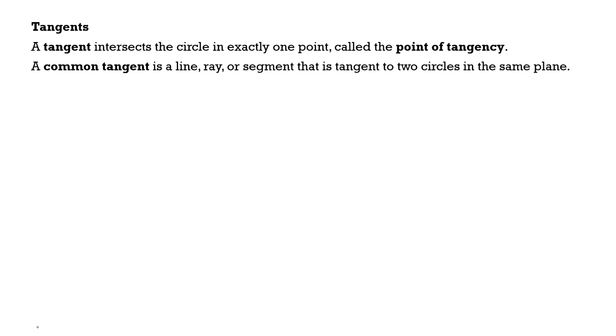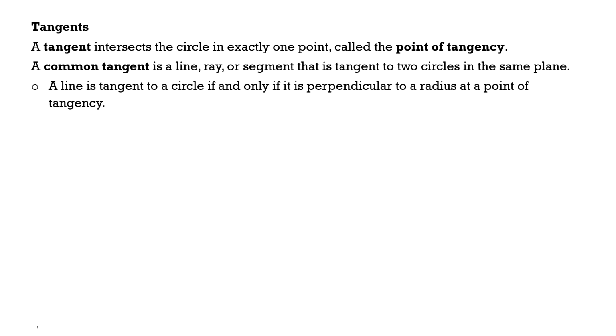So a common tangent is a tangent line to two different circles that are in the same plane. Remember, everything has to be in the same plane when we're talking about this. So that's some line that just barely touches two different circles as it goes through its plane. You'll see some examples of this in your textbook.